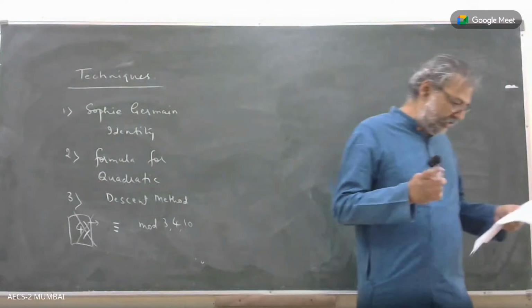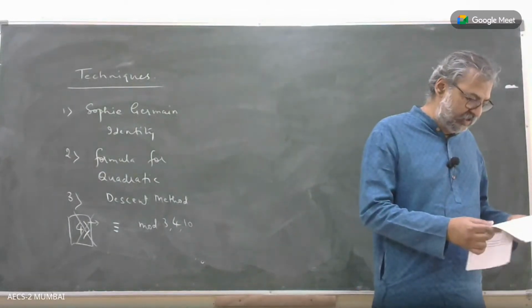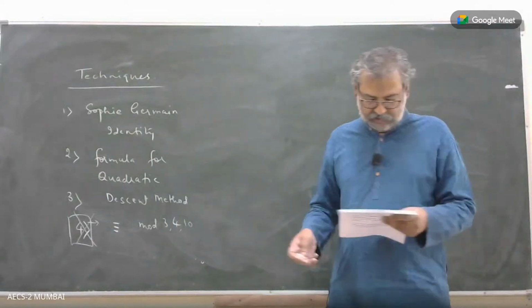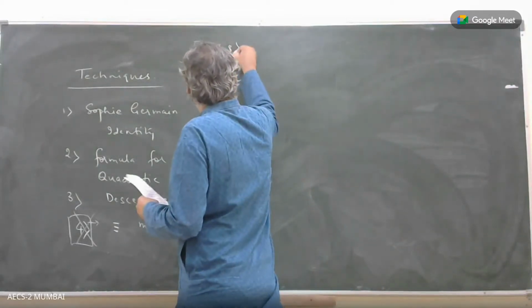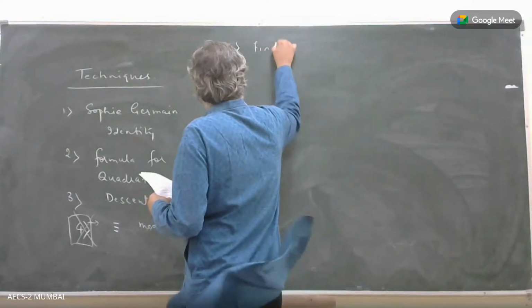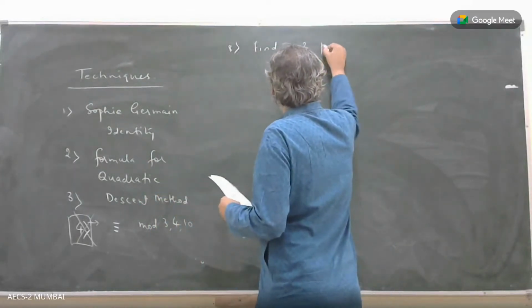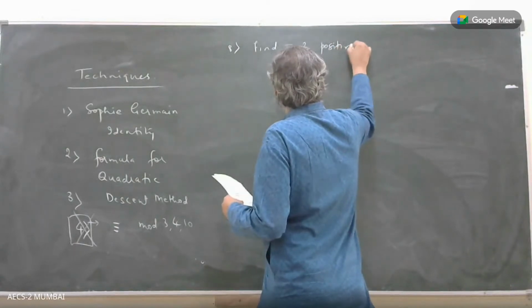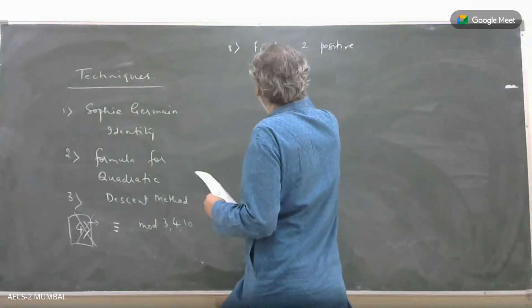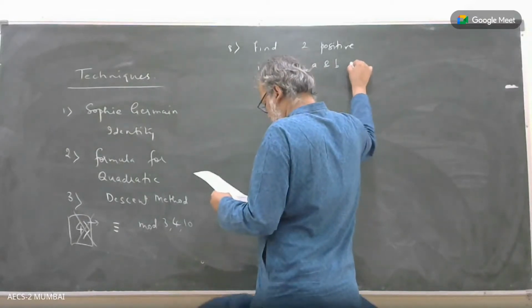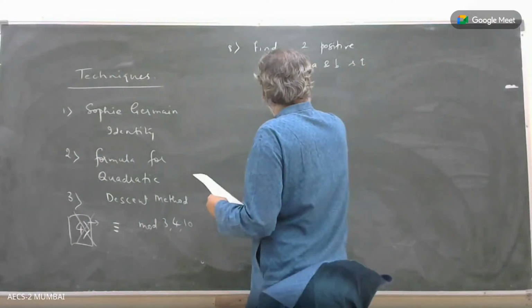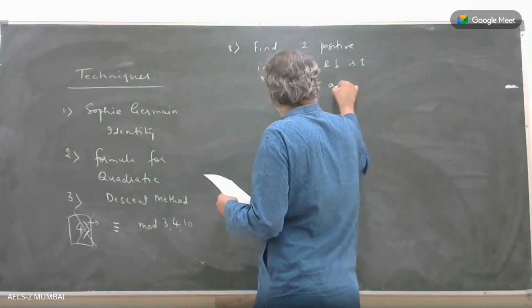So we'll do one problem from the first problem set, and that is the following: find two positive integers a and b such that a plus b is equal to ab.